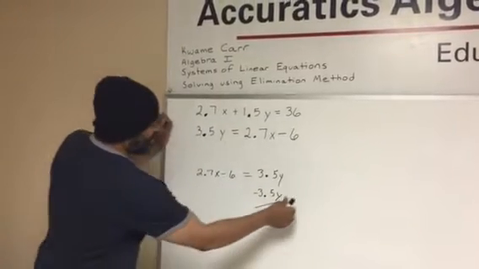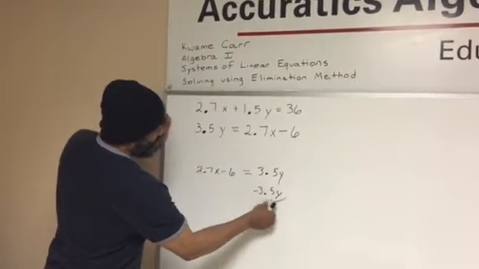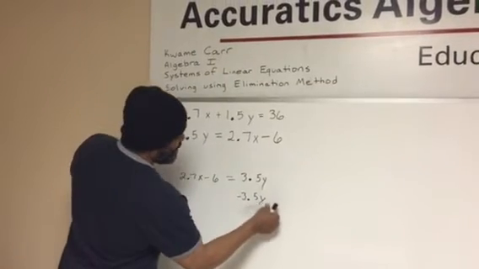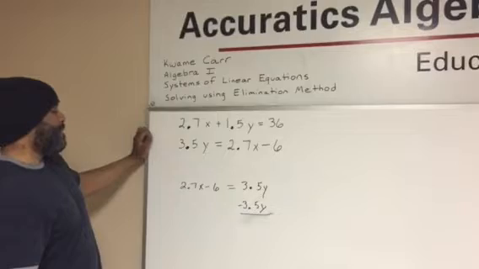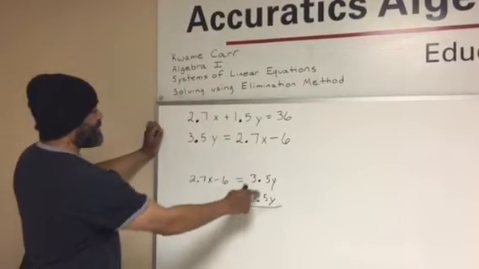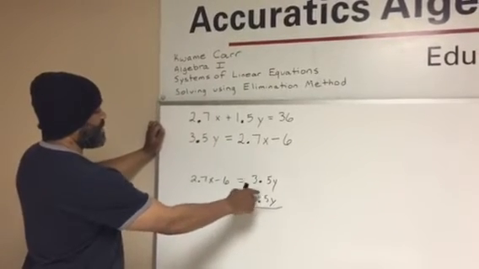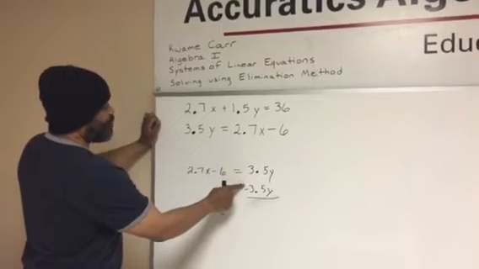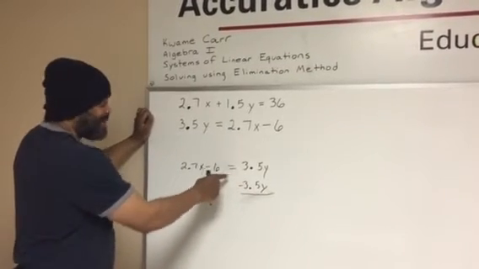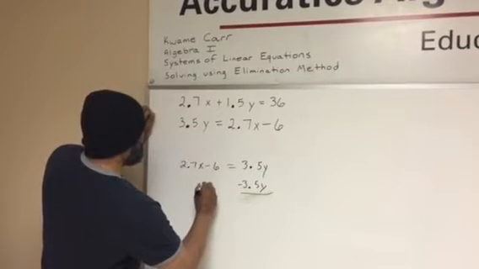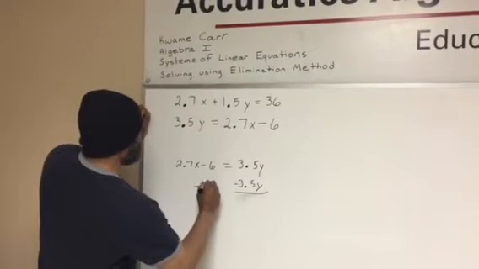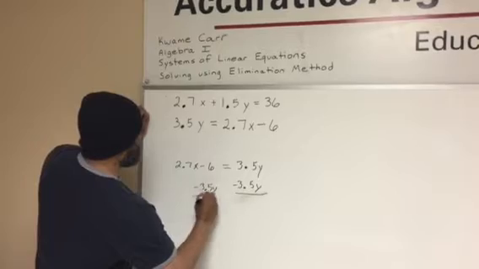My writing will get better as time goes on. This is literally my first video and probably my first time really focusing on writing on the board in many years. And I want to subtract it from this side because I want numbers on this side. I want the y's over here. So if I subtract from one side, whatever you do to one side, you have to do to the other side. So I'm going to subtract minus 3 5/10 y from the other side.